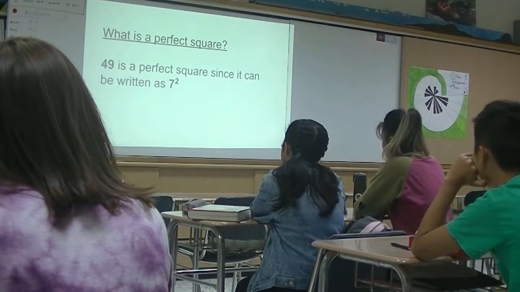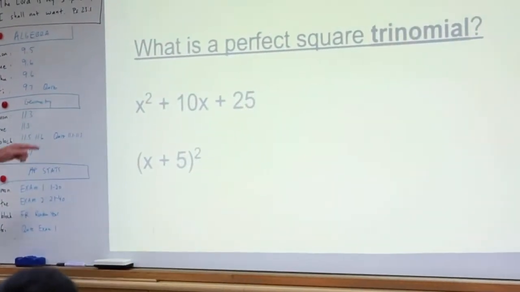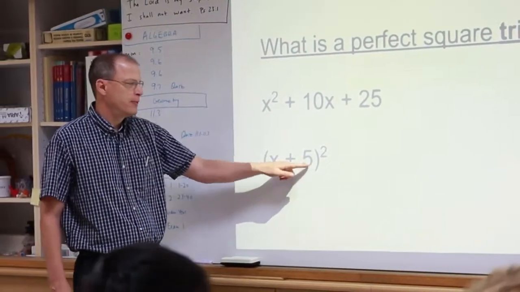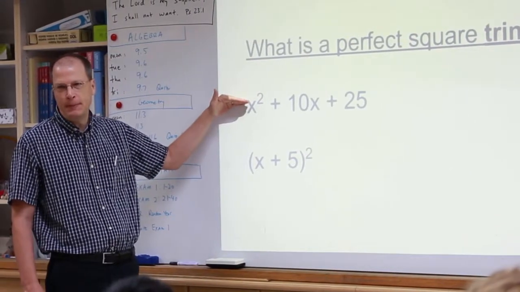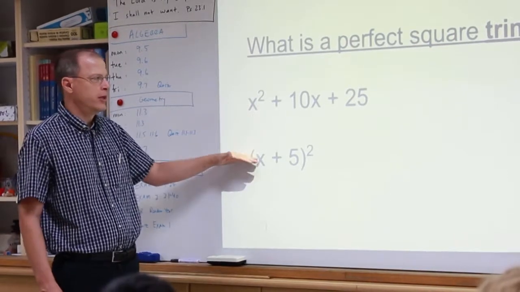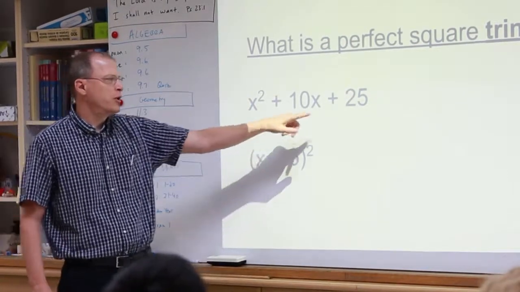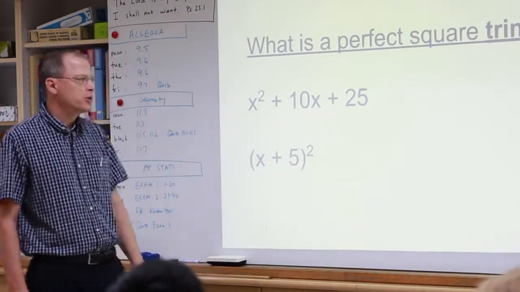What is a perfect square trinomial? A perfect square trinomial is a trinomial that can be written as a square like this. We did this in chapter 8. We took trinomials and we factored them to this. So this is familiar already. We square root here, we square root here, get 5, and then 2 5s make 10, so it works.